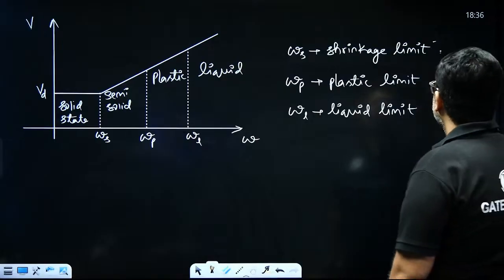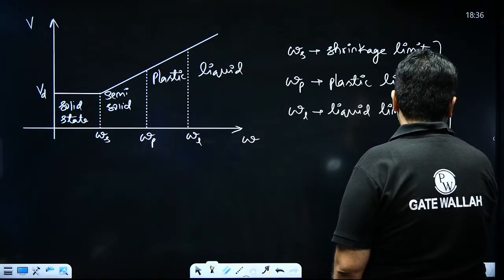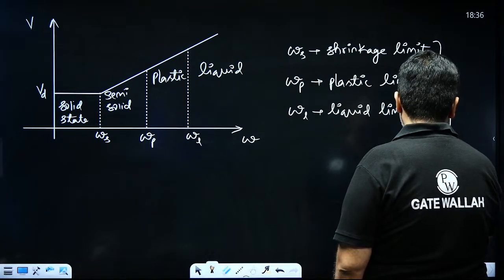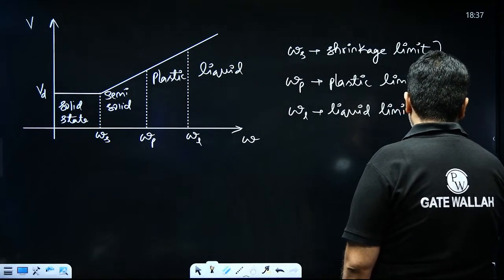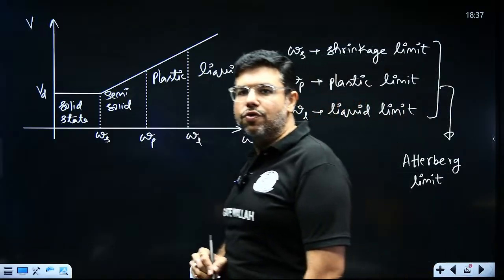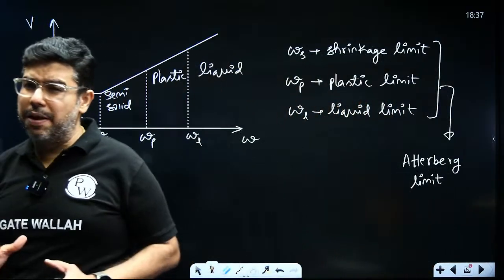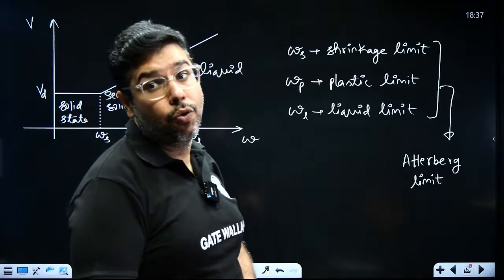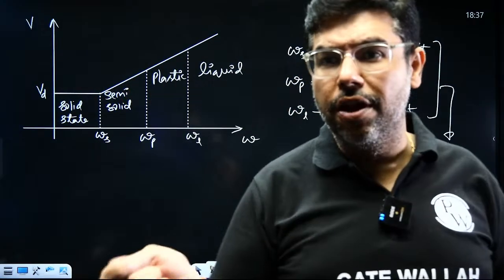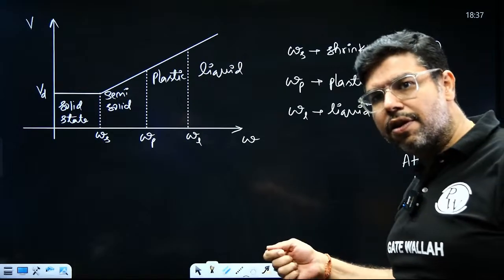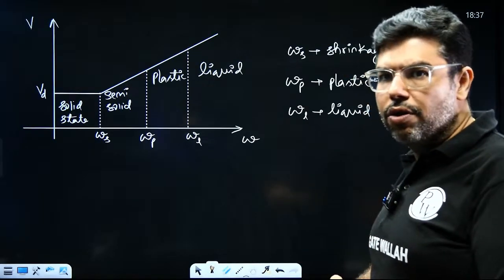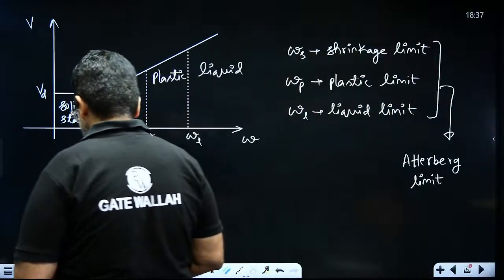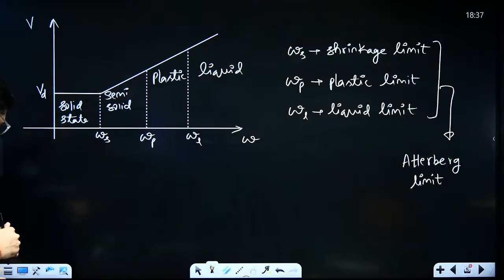These are known as the Atterberg limits of the soil, and these are determined using some experiments, and those experiments are done on soil samples finer than 425 microns. Means first you will take the 425 micron sieve. On that soil you will conduct the test and you will find out these water contents. We will see all the experiments one by one in detail.